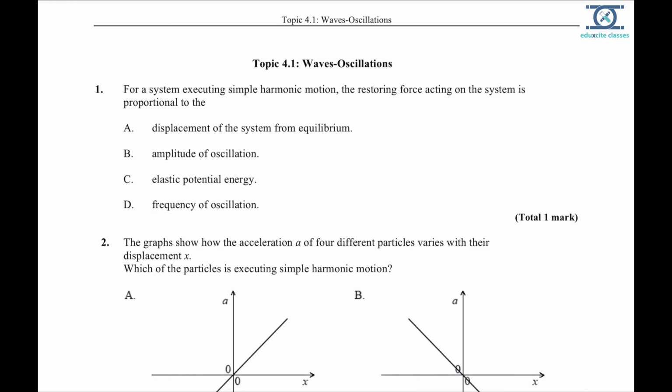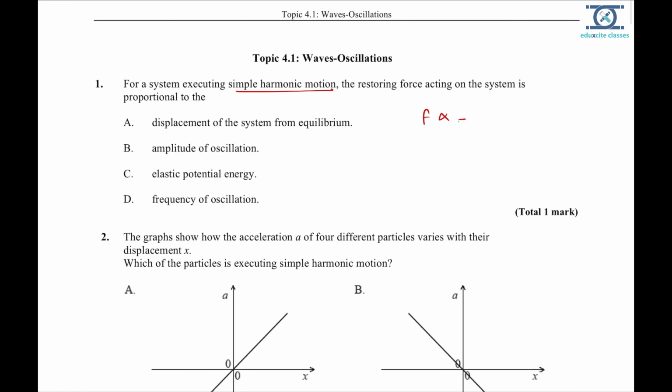Okay, so without wasting time, let us start with the 4.1 waves oscillation. So the very first question says, for a system executing SHM, the restoring force acting on the system is proportional to the. So we know that in any SHM, the restoring force is proportional to the minus of displacement. Or you can say a is proportional to minus omega square x. So if I multiply with mass, it will be nothing but the restoring force.